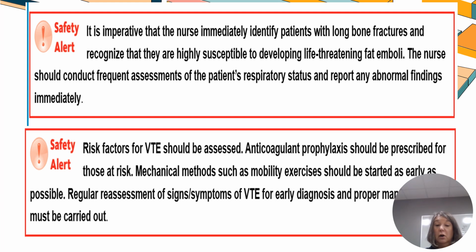Slide 32, also safety alerts. This is about long bone fractures and knowing that they are highly susceptible to fat emboli, what those signs and symptoms are. Also, other emboli. So take a look at this. Slide 32.